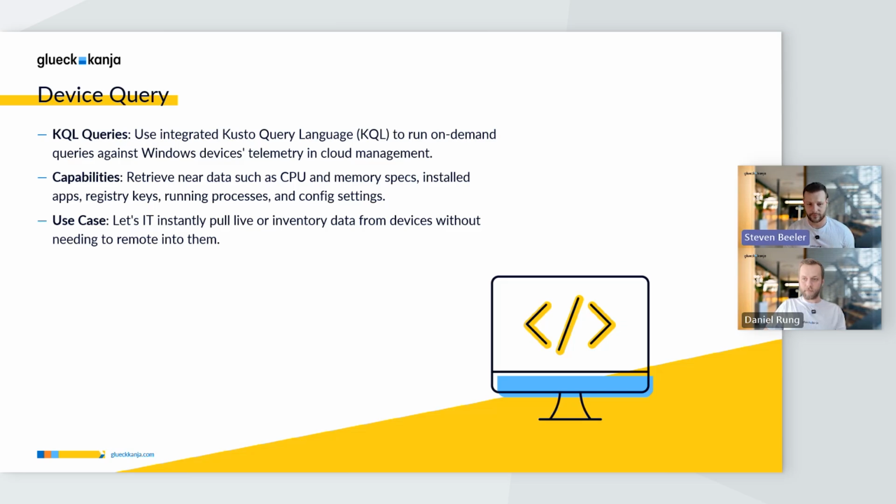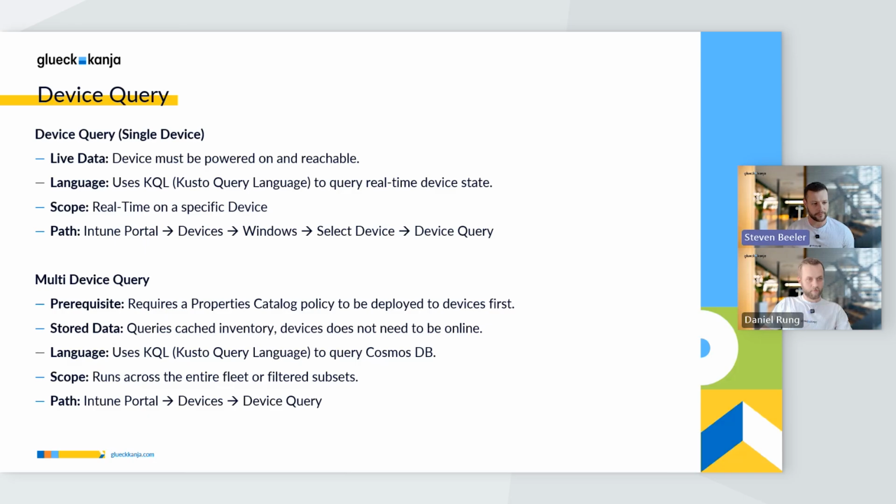And of course, if you're, for instance, troubleshooting a device, this is great because you don't have to access the device remotely. You can do it from the Intune portal, and you can build great queries with KQL. You have 100% flexibility to get exactly the information that you need. And we have single device queries and multi-device queries. So let me show you the differences.